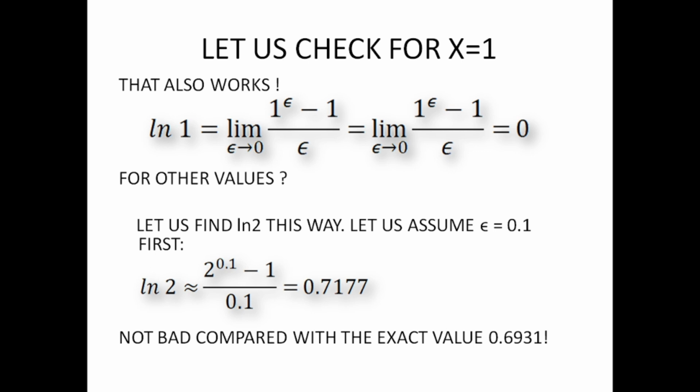Okay, let us check for other values. So we still have our suspicions. Let us find natural logarithm of 2 in this way. Let us assume epsilon is equal to 0.1 first. So natural logarithm of 2 becomes approximately equal to (2 power 0.1 minus 1) divided by 0.1, and that becomes, okay, you can use your calculator and check that, 0.7177, not bad compared with the exact value 0.6931.